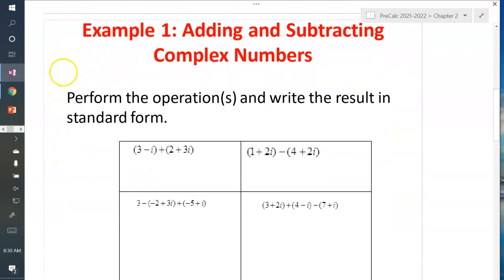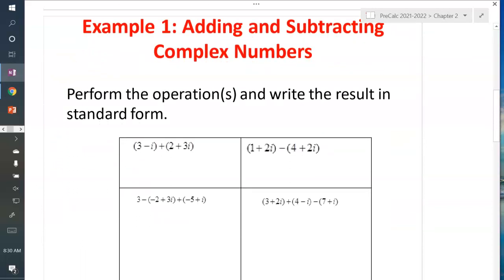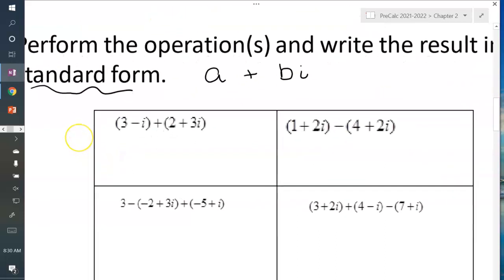All right, so let's start with adding and subtracting complex numbers. We're going to write our answer in standard form. That means a plus bi. If you look at our first one, we have 3 minus i plus 2 plus 3i. Just combine like terms. So I have a 3 plus 2, that's 5. I have a negative i plus a 3i, which gives me plus 2i. That's done. That's all you got to do.